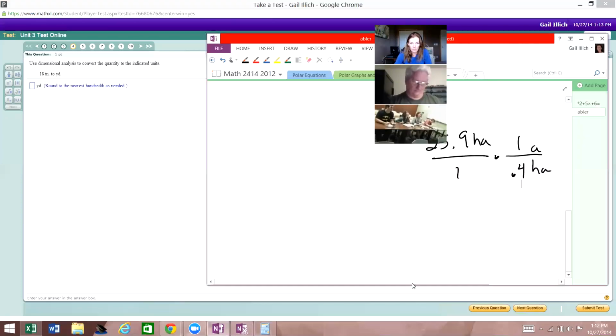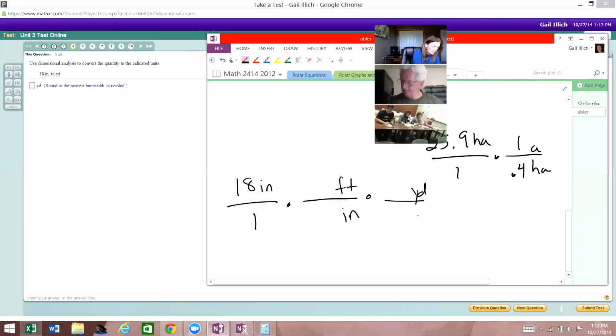Who wants to? Do we have someone that wants to do it for us? Brody? Inch to feet to yards. Okay. So you'll do 18 inches, and we'll put that over 1. And then you want to go from inches to feet. So we put the inches on the bottom, and then you want to go to yards from feet. So we'll put the yards on top, and the feet will cancel in the bottom. So we know there's 12 inches in 1 foot, and there are 3 feet in 1 yard.